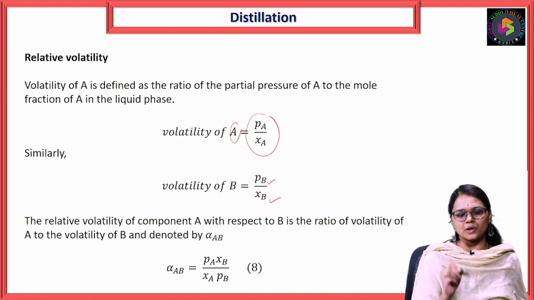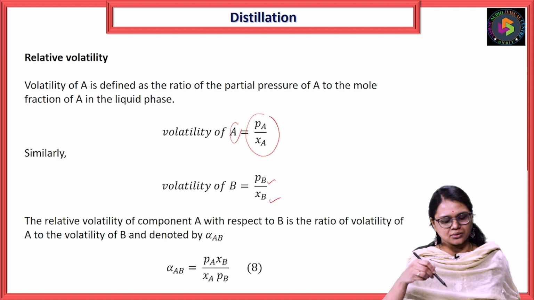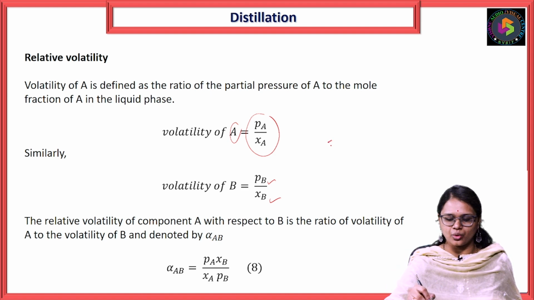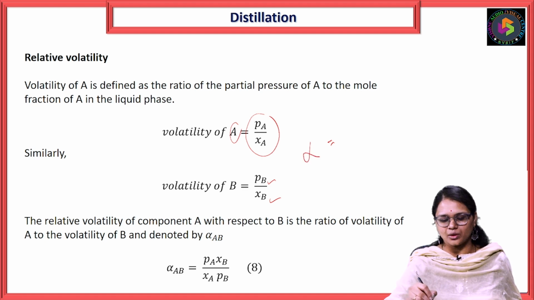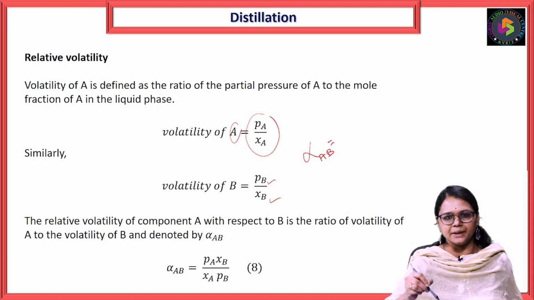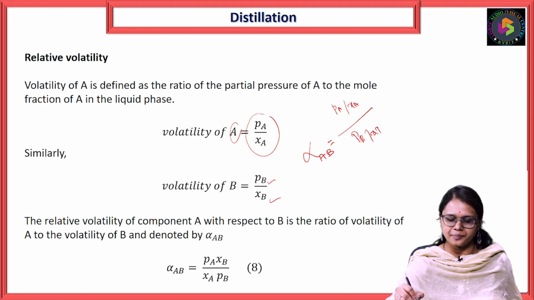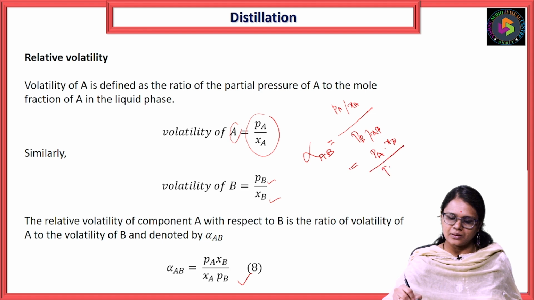Okay. So the relative volatility definition: it is a ratio of volatilities, and it is denoted by alpha. If you are writing for components A and B, you will write alpha AB. That will be the ratio of the volatility of A to the volatility of B. Then you can write it as PA by XA by PB by XB. So that is what we have written here. This again you can reduce to PA XB by PB into XA. This is one of the formulas of relative volatility.